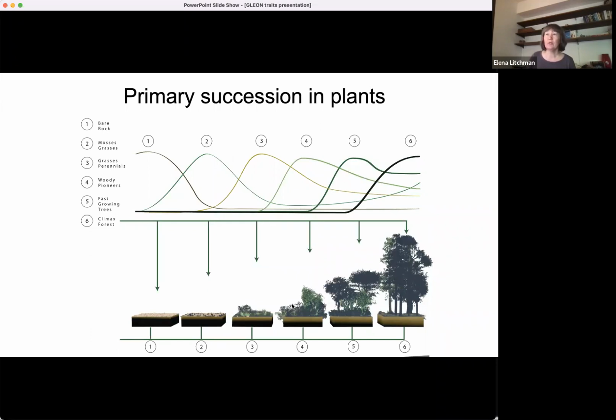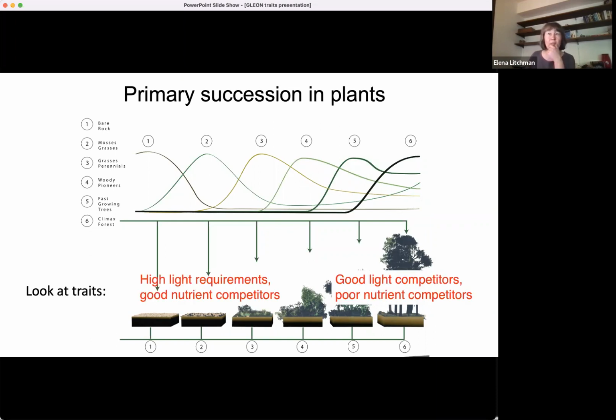And so there is this nice sequence of dominance of species. And so when we think about this sequence, it's hard to understand what mechanisms drive this succession. So I suggest that when we look at traits, we get a much better understanding of the mechanisms that are responsible for this process. For example, the early colonizers are known to have high light requirements, so they're poor light competitors, but they're good nutrient competitors. On the other hand, late successional species are good light competitors and poor nutrient competitors. So immediately from looking at traits, we can understand that nutrient and light competition may be driving the succession, with nutrient competition being maybe more important early on, and light competition being more important later in the succession. So of course, traits can inform us about potential mechanisms.